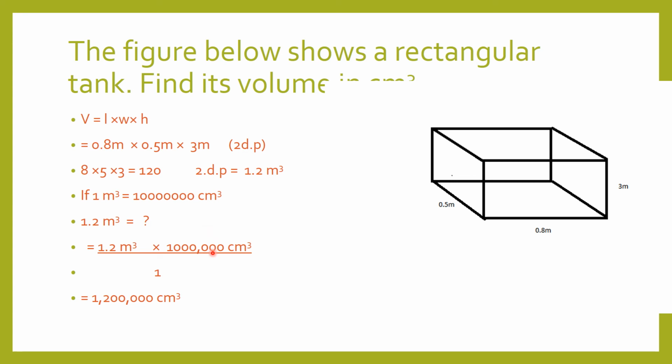After cancelling with 1 zero here, you only need to write this 12. Then you count how many zeros are remaining here. That is 1, 2, 3, 4, 5, 6. So it is 12 with 5 zeros, sorry, because this one was cancelled. If you count again, 1, 2, 3, 4, 5, 12 with 5 zeros, which is 1,200,000 centimeters cube.